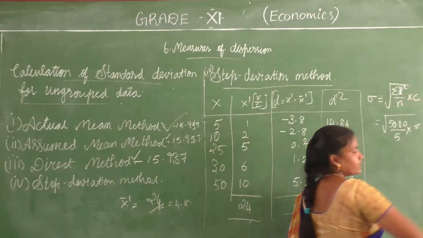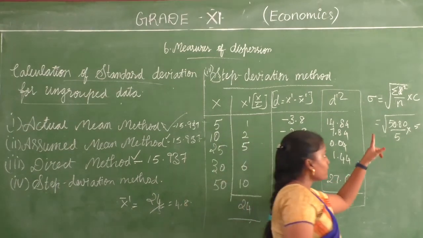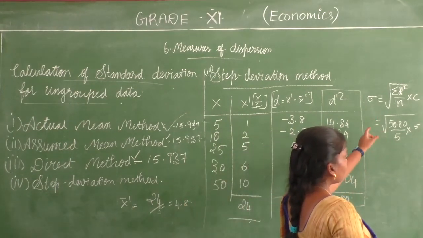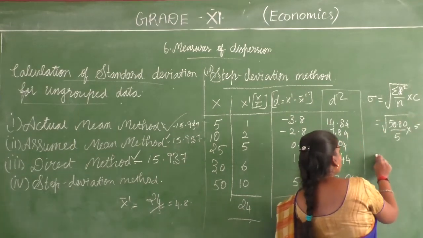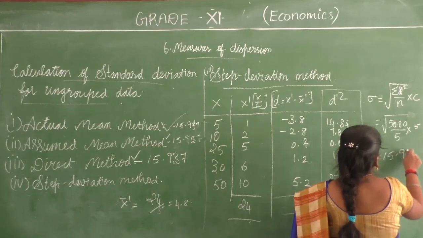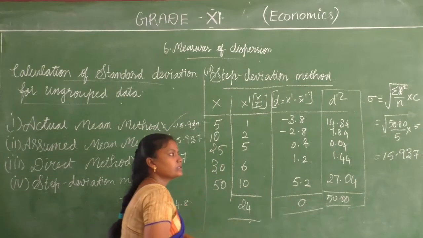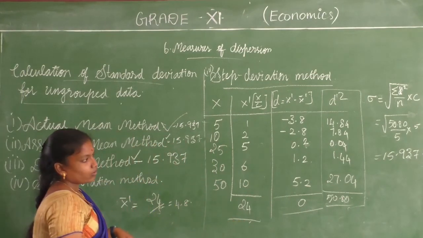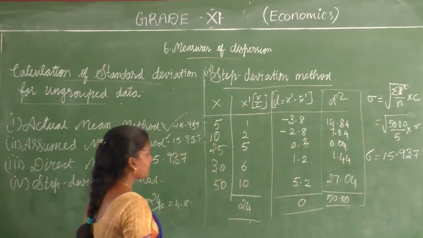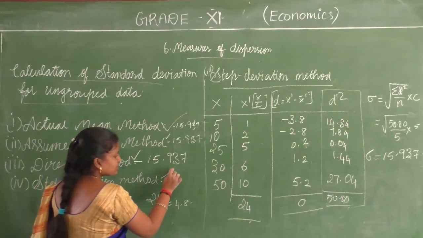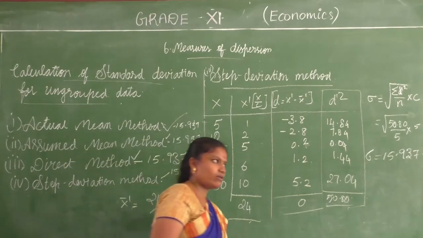The root stops till here, children, and the root of the value is for root of sigma d squared by n. The c is out of it. So when you do the calculations, you will get a value of 15.937. That will be your sigma. In standard deviation, the first method, you got your answer as 15.937.